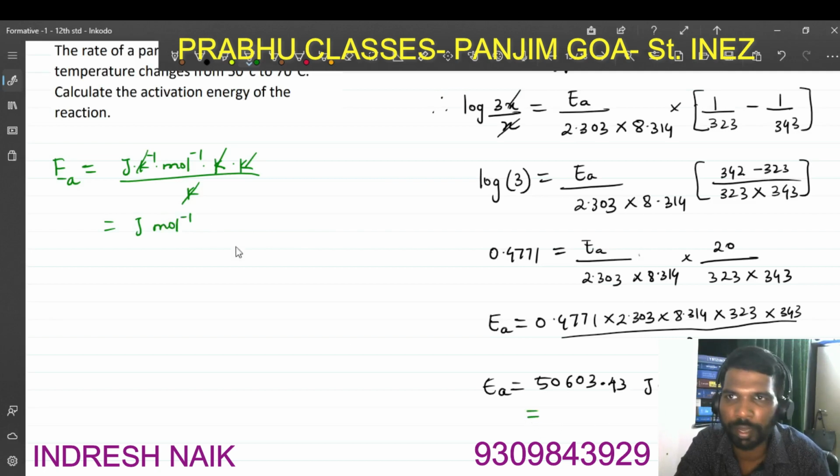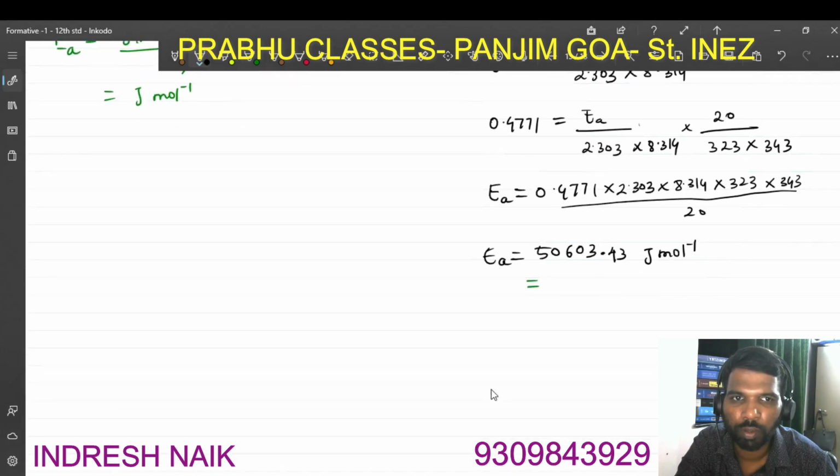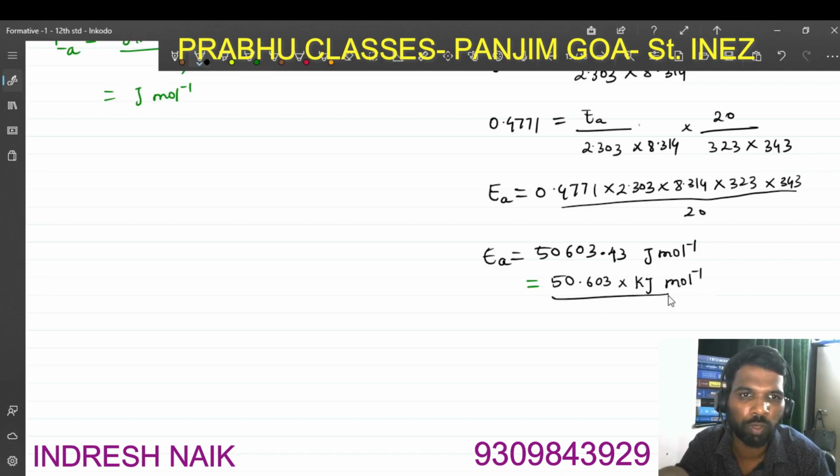So this could be written as 50.603 into 10 raised to 3, not 10 raised to 3, kilojoules per mole. So this would be the answer.